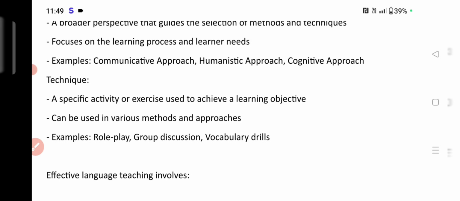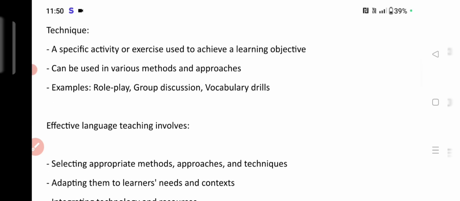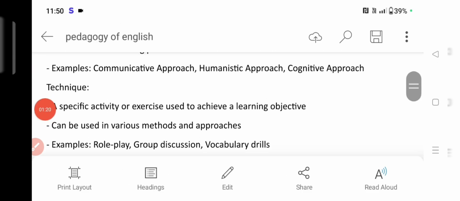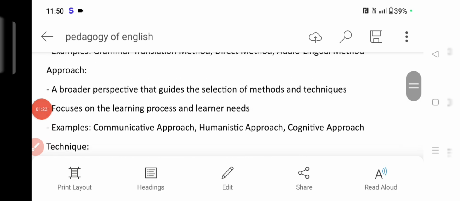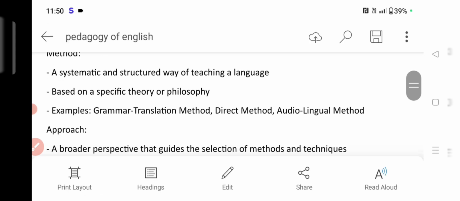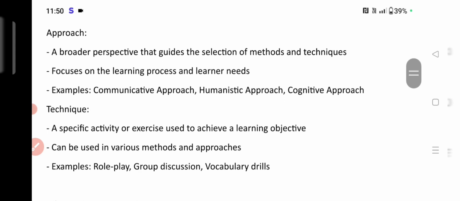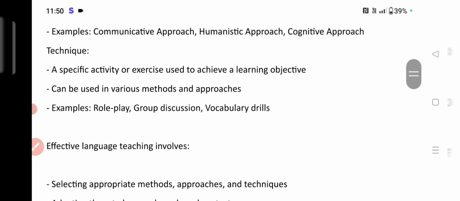And coming to the techniques: a specific activity or exercise used to achieve a learning objective. It can be used in various methods and approaches. For example, role play, group discussion and vocabulary drills. So now you can understand all these: techniques, approaches and methods. The methods are like theories. Approaches means how they approach learning this. Techniques means what techniques they have used to learn English.